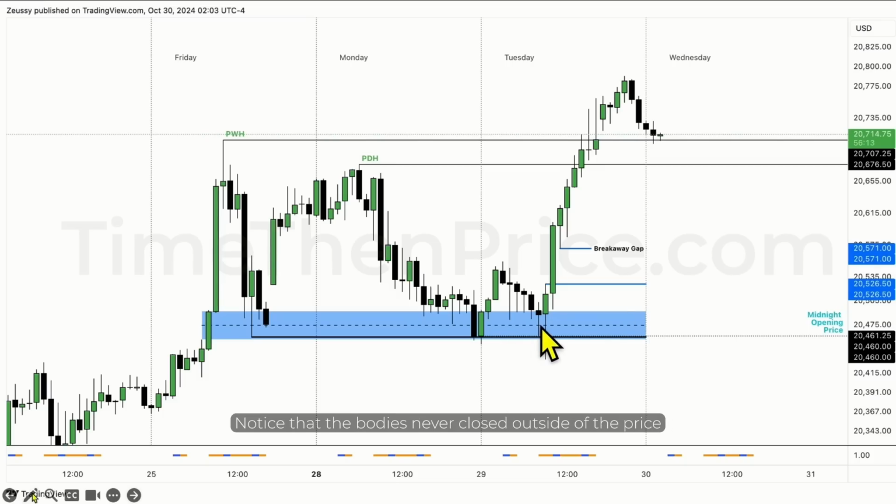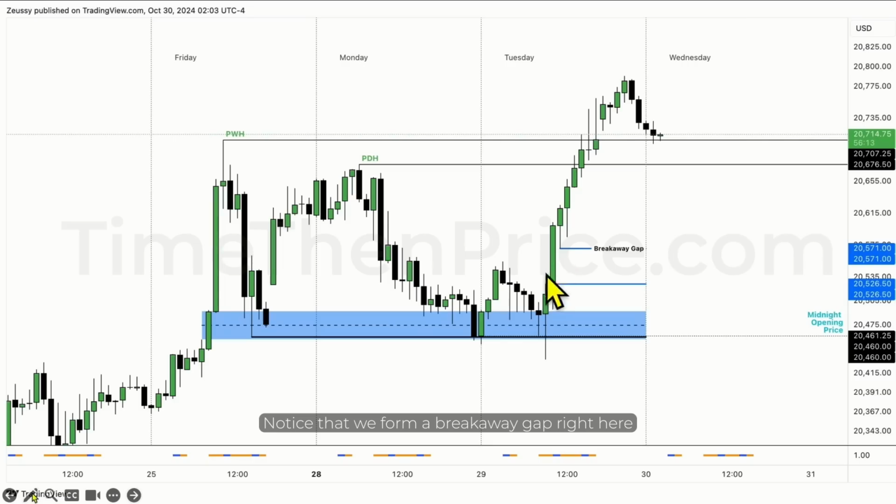Notice that the bodies never closed outside the price range of this BC, which was my point of interest. Surely you can see the wick go below it right here, but this is manipulation which is taking place. And that is what I'm anticipating: manipulation to take place before distribution towards the upside. At 10 a.m., we had high impact news, as I just mentioned already, and we saw the market begin to run towards the upside, drawing towards the buy side liquidity resting above the previous day high and the previous week's high.